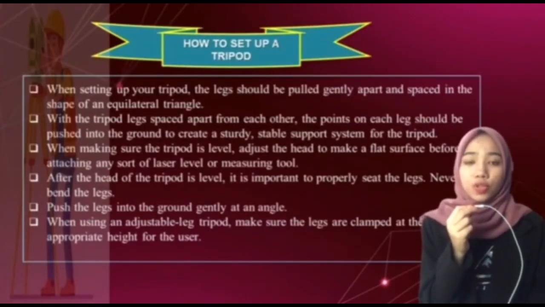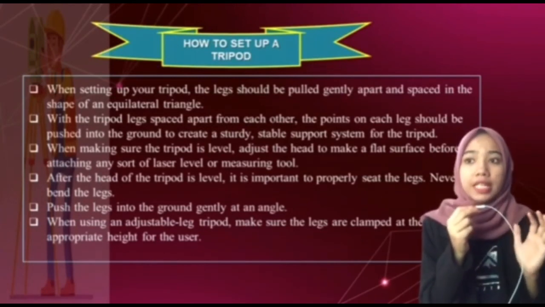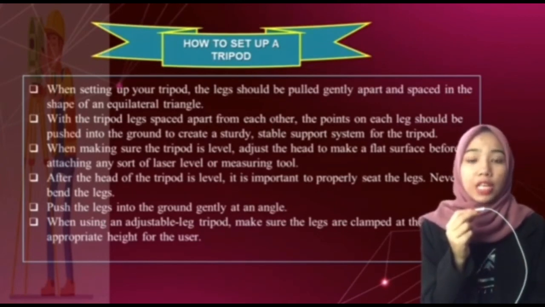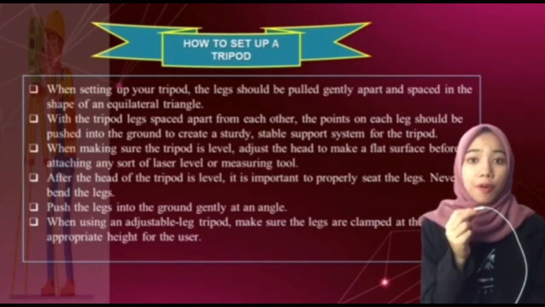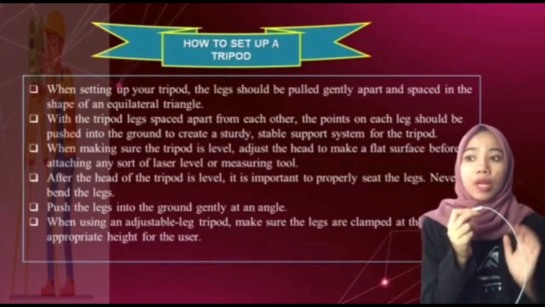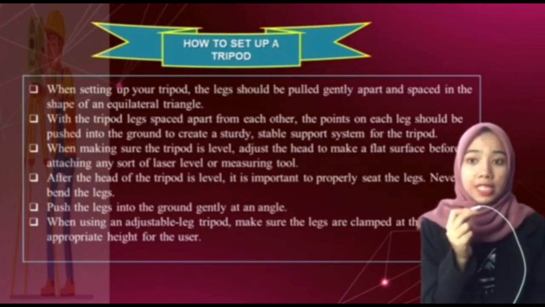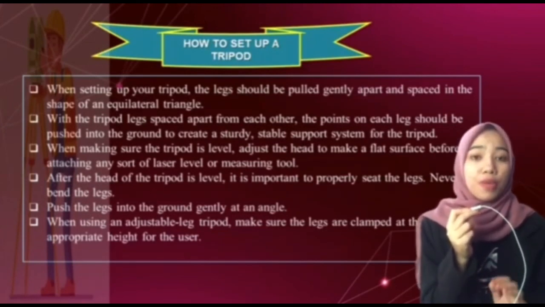This is the procedure for how to set up a tripod. First, when setting up your tripod, the legs should be pulled gently apart and spaced in the shape of an equilateral triangle. Second, with the tripod legs spaced apart from each other, the points of each leg should be pushed into the ground to create a sturdy, stable support system for the tripod. Next, make sure the tripod is level, and adjust the head to make a flat surface before attaching any sort of laser level or measuring tool.